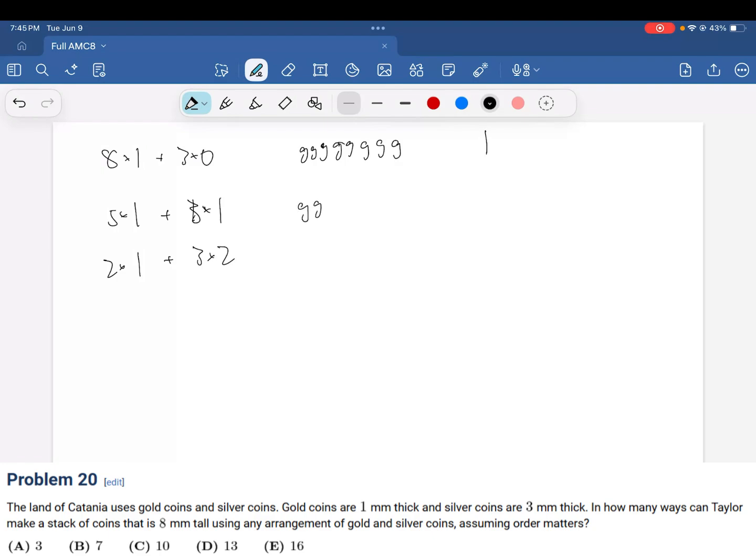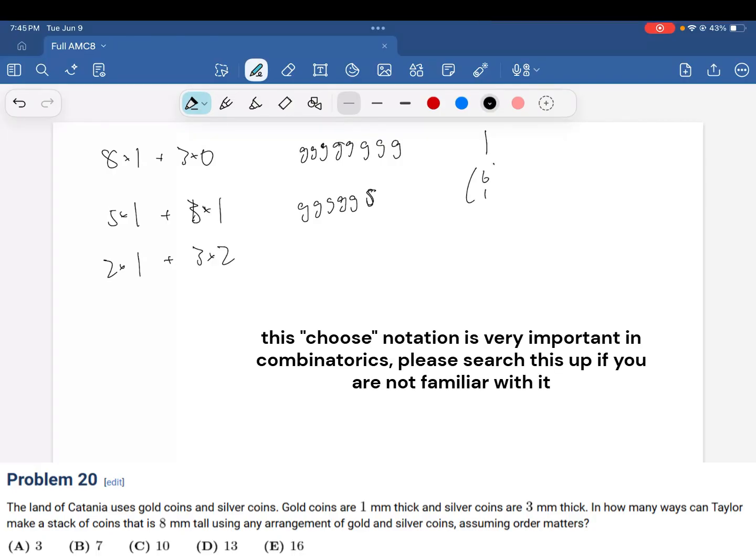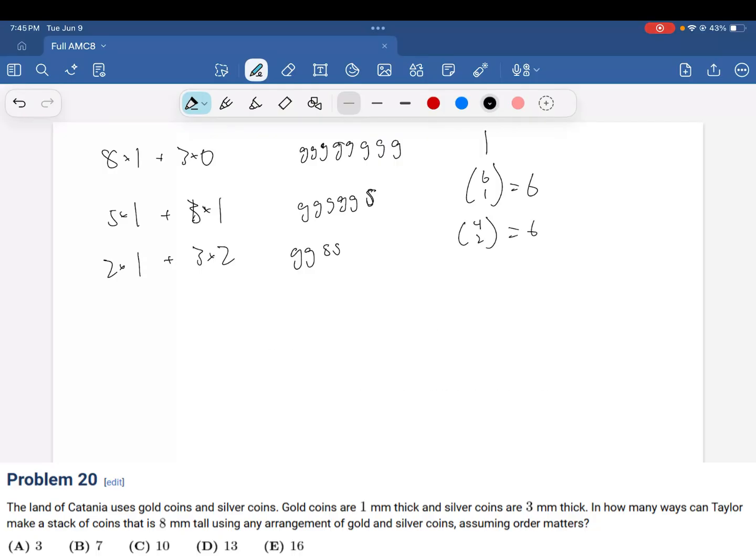If we have 5 gold and 1 silver, this is an S. We have 6 choose 1 ways. The S can be any of the 6 positions, which is 6. If we have 2 gold and 2 silver, there's 4 choose 2 ways. So adding these up together, we get 13. So the answer is D.